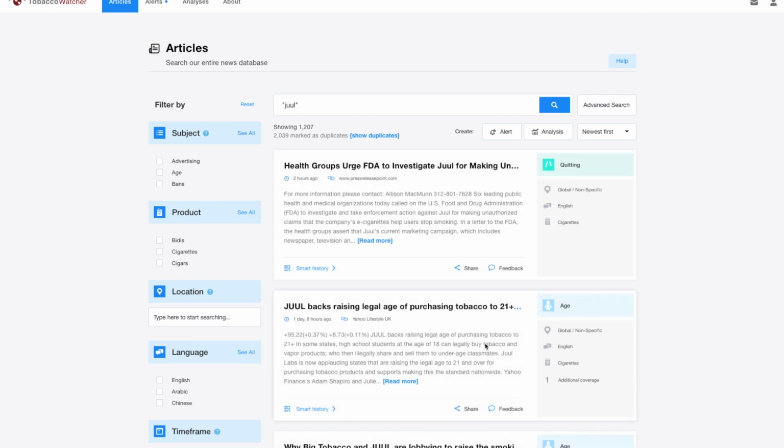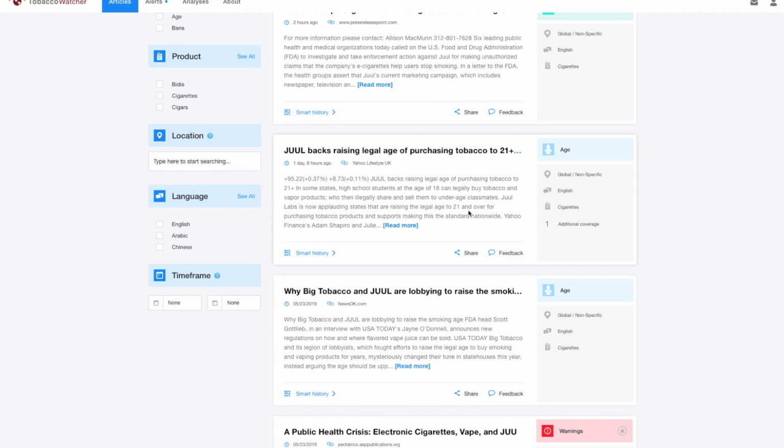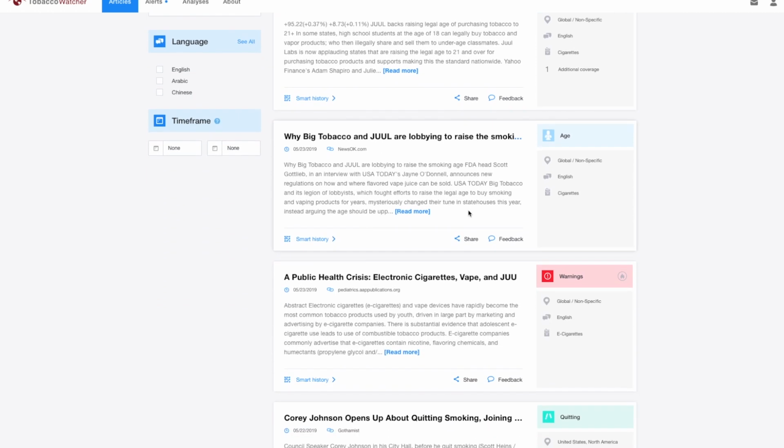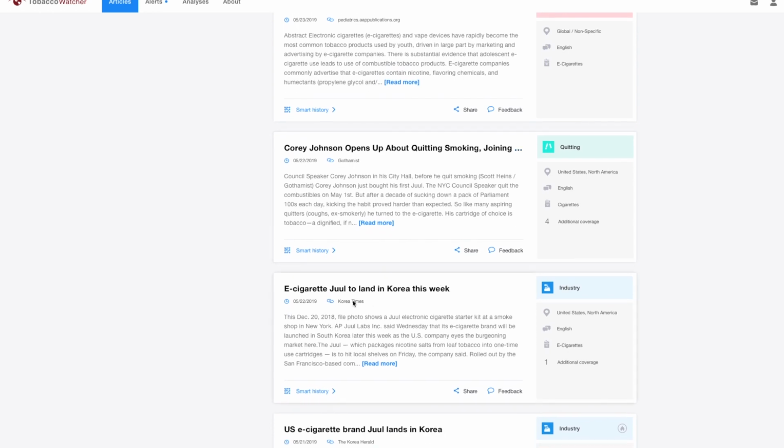Here we see those results, where we see most recently health groups urge FDA to investigate Juul for making unauthorized claims. We can scroll through these and see what's happening of late around Juul. Oh, here's something of global consequence. E-cigarette Juul to land in, I believe, South Korea this week.